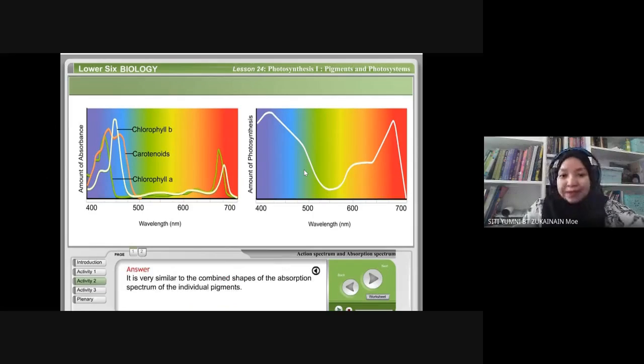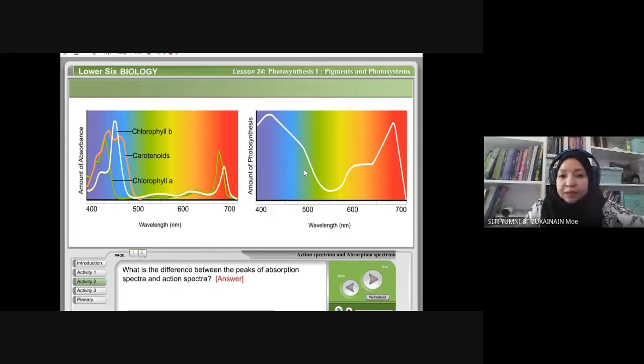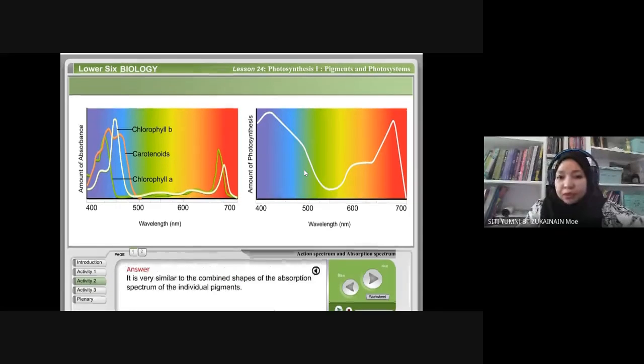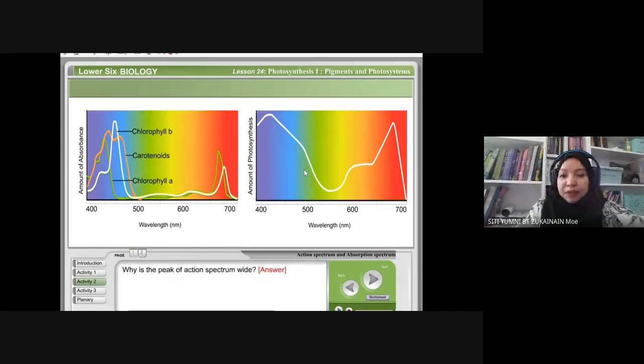The action spectrum is very similar to the combined shapes of the absorption spectra of the individual pigments. You combine everything, chlorophyll B, carotenoids, chlorophyll A, and you will get the action spectrum, right?